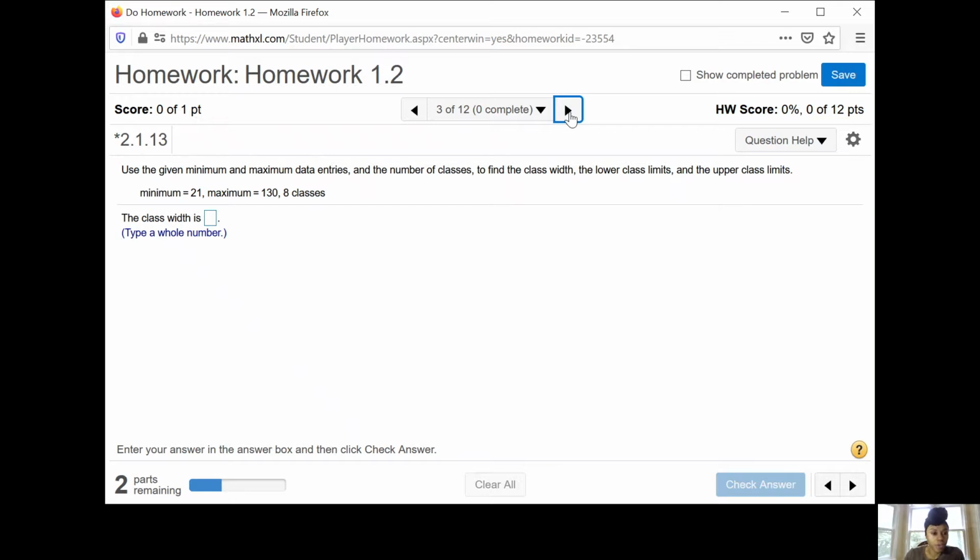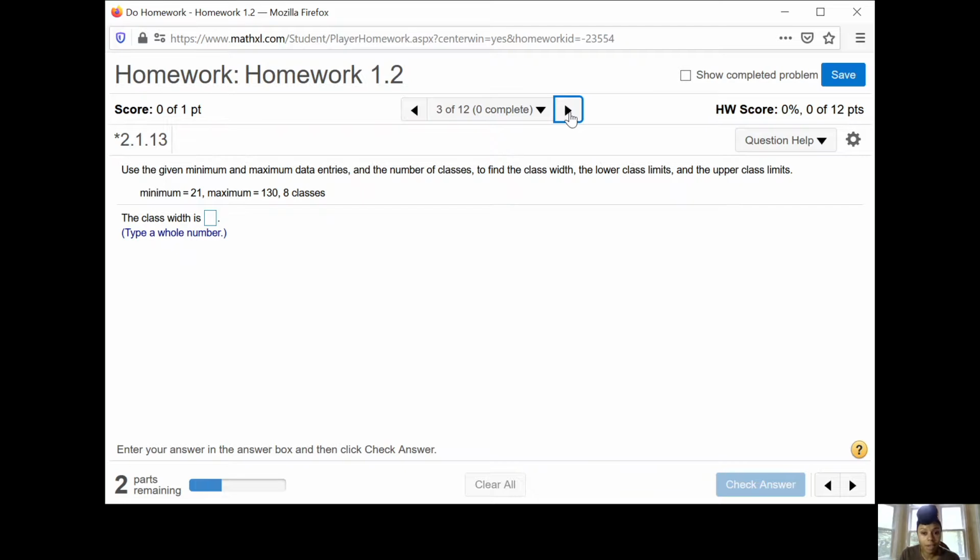So here's number 3. It says use the given minimum and maximum data entries and the number of classes to find the class width, the lower class limits, and the upper class limits. You should have already watched the lecture videos, taken your notes, and attempted some of these problems on your own so that you are aware of what I will be referring to in my video. This first question that I'm working here wants us to find the class width.